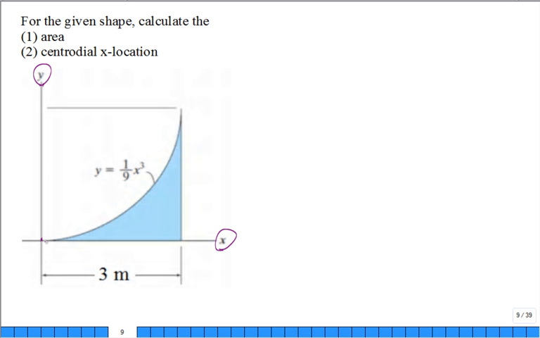is bounded by y equal to 0, x going from 0 to 3. And then x is equal to 3, but y goes from 0. What's this value of y up here? Just look at the function, right? So the value of y up here will be 1/9 of 3 cubed. So what will that be?